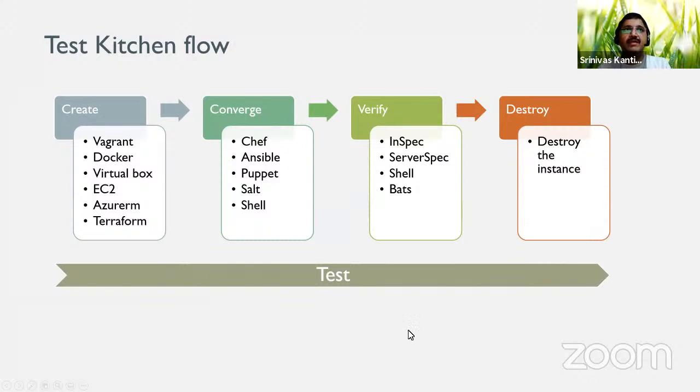So this is the flow for Kitchen. If you say kitchen test, it runs everything. You can run kitchen create, kitchen converge, kitchen verify, and kitchen destroy. These are four separate commands, or you can say kitchen test, which is a combination of all four commands. When you run kitchen create separately, it creates a Docker image or Vagrant box or whatever you specify. And then when you say kitchen converge, it converges this image with the configuration that you want.